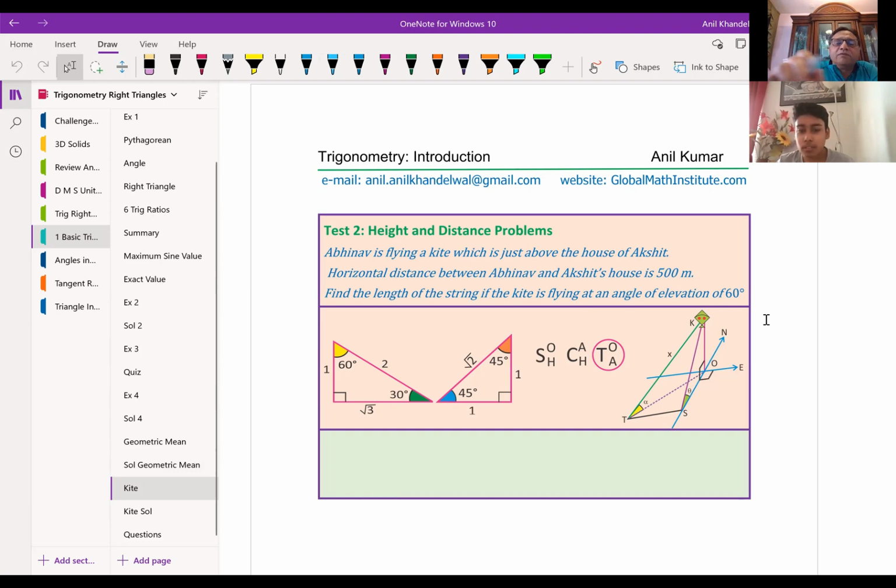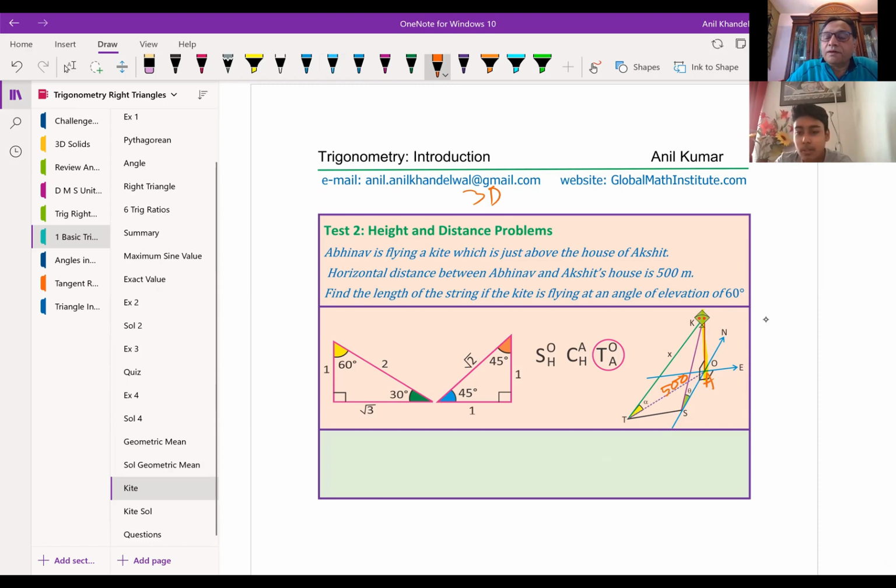So in this particular case, Abhinav is flying a kite which is just over the house of Akshat. So that is the kite as shown here, which is over the house of Akshat. So Akshat is here, that point is Akshat. We can say this is A, for example, Akshat, A. And Abhinav, I've written as T, and this is the kite. Now, the horizontal distance between their houses is 500. That means this distance is 500. You see that? It's very important to make the drawings correctly, especially when it comes to 3D. So we have this example, which is a 3D height and distance problem, right?